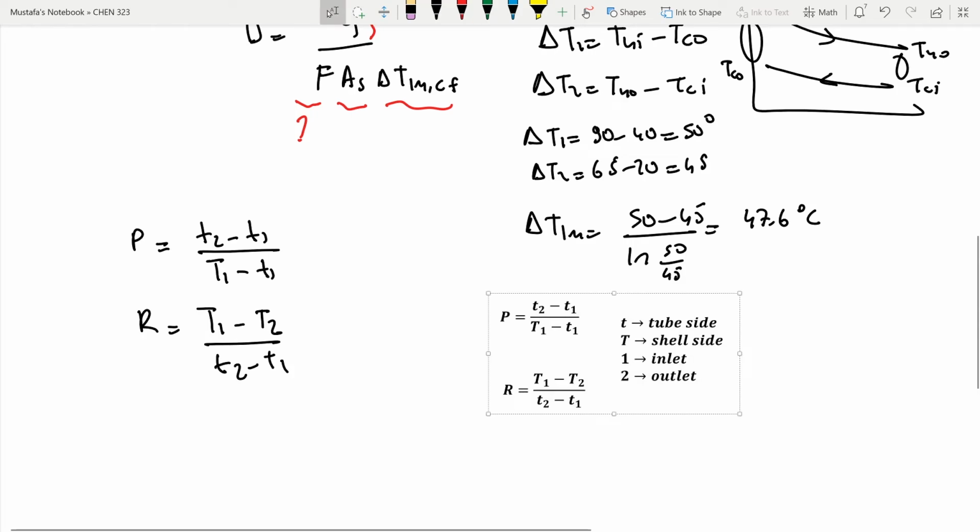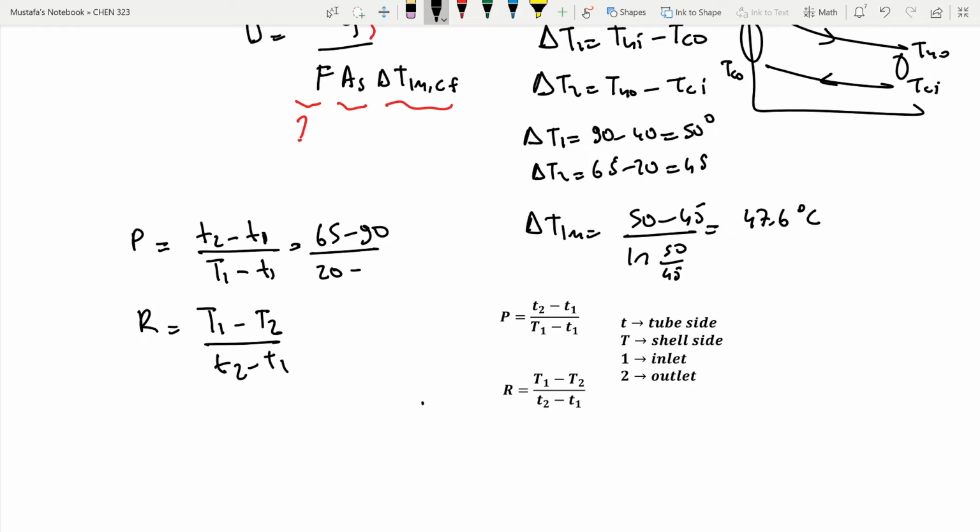So capital T is for the shell side, small t is for the tube side. So if you plug in the numbers, water is in the tube, so t out for water is 65, t in is 90, T1 is shell inlet, so 20, t1 is water inlet, 90, so P is 0.36. For R, the capital T1 is shell inlet, capital T2 is the shell outlet, small t2 is water outlet, water inlet is 90, so we have 0.8.